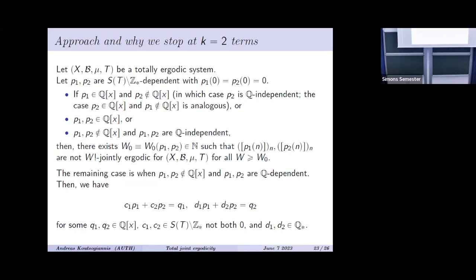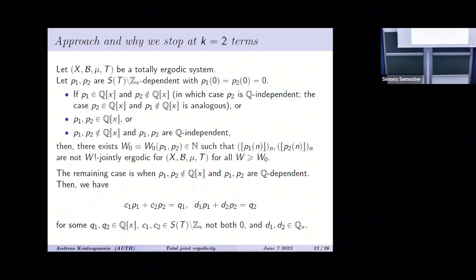And I have another equation here. I can find, let's say, integers which are relatively prime, D1 and D2, such that D1 P1 plus D2 P2 is equal to some rational polynomial Q2. So vaguely, this is the reason why we stopped at k equals 2, because we have two equations and we can only solve them explicitly if we are trying to find two polynomials.